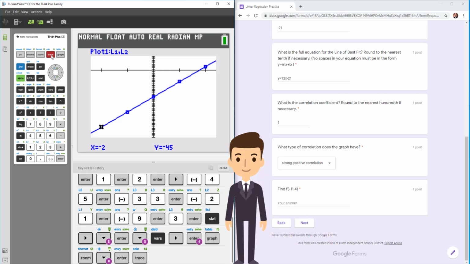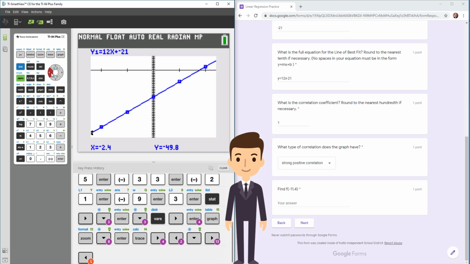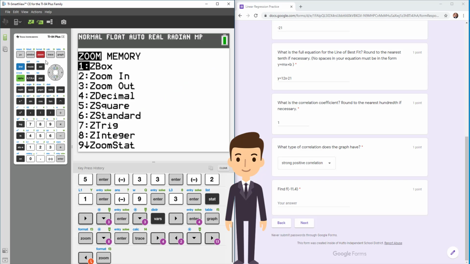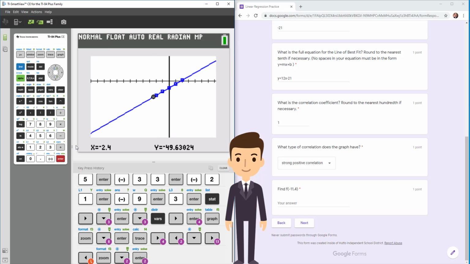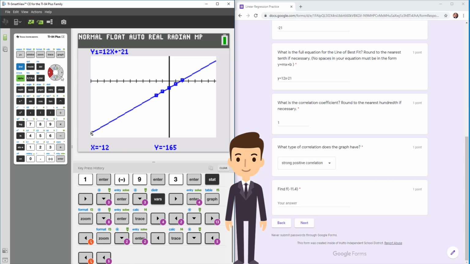So I'm going to hit trace. As you can see right now, it's tracing the dots. I don't want to trace the dots, I want to trace the line. So I'm going to hit the down arrow to jump to the line. Now that it's jumped to the line, I want to go to negative 11.4, and the easiest way is not on my graph, so I'm going to zoom out. Now I should be able to go to negative 11. Trace, go back down the line. I should go down to negative 11.4. All right, so somewhere around here.